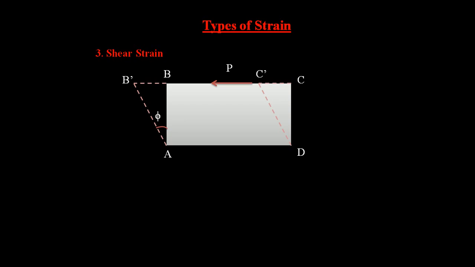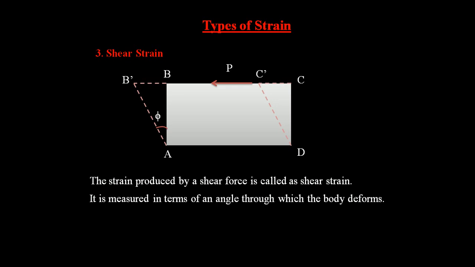So based upon this, again we can define the shear strain. We can give one statement for the shear strain: strain produced by the shear force is called shear strain. Sorry, here I am giving the definition, that is the strain produced by the shear force. But again, how can it be measured? So how can we measure this shear strain? Here it is measured in the form of the angle through which the body deforms. Here the deformation of the body is taking place in the form of the angle, so that is why we can measure the shear strain in the form of the angle through which the body has deformed. So from the figure, from the right angle triangle, if you consider A B B dash, tan phi is equal to B B dash by AB.